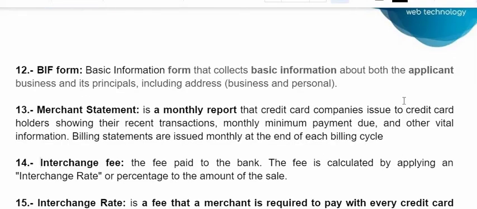Okay, merchant statement. What is a merchant statement? It's a monthly report that credit card companies issue to credit card holders showing their recent transactions, monthly minimum payment due, and other vital information. Billing statements are issued monthly at the end of each billing cycle.